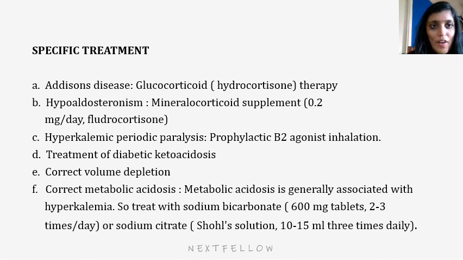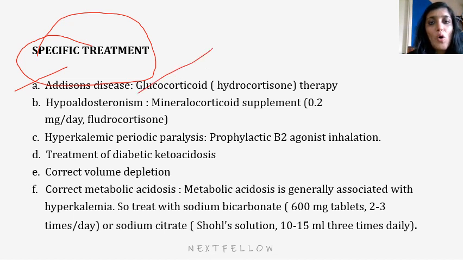Specific treatment in case of hyperkalemia due to specific disorders. If the patient has Addison's disease, you have to treat it with glucocorticoid or hydrocortisone therapy. In Addison's disease, because of glucocorticoid and mineralocorticoid deficiency, there is hyponatremia and hyperkalemia. So this hyperkalemia cannot be treated by the usual measures mentioned before. You have to treat the cause, treat the disease. So the treatment is glucocorticoid or hydrocortisone therapy.